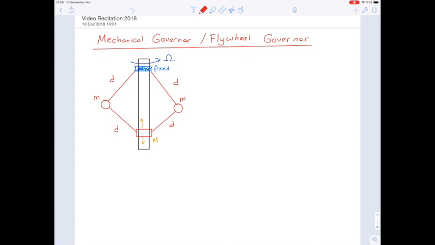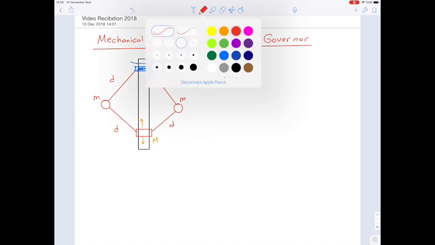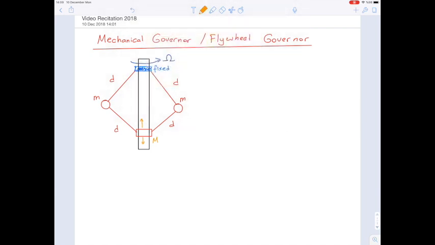So as this mechanism goes up and down, you can imagine that the angle will change. So for instance, let's say if it goes up, it will be something like this, right? And similarly, if it goes down, maybe, okay, I'm exaggerating my drawing here, but it will come up and down like this, okay?